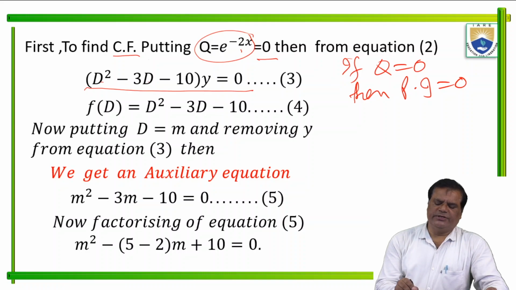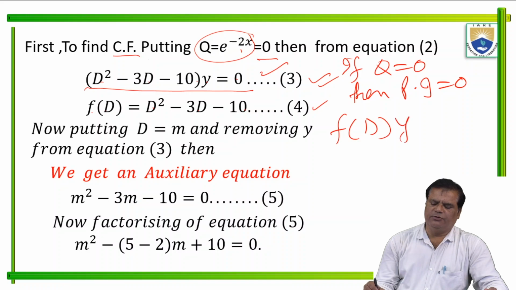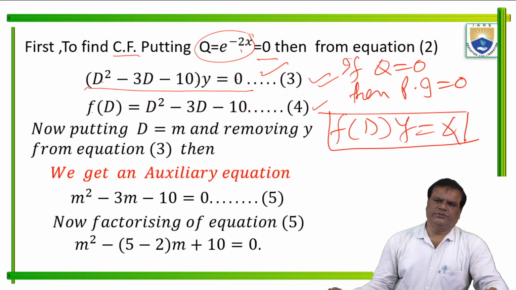(D² minus 3D minus 10)y equal to 0. This is equation 3. What is F(D) here? F(D) is D² minus 3D minus 10. Our equation is F(D) y is equal to Q. This is the type of equation.